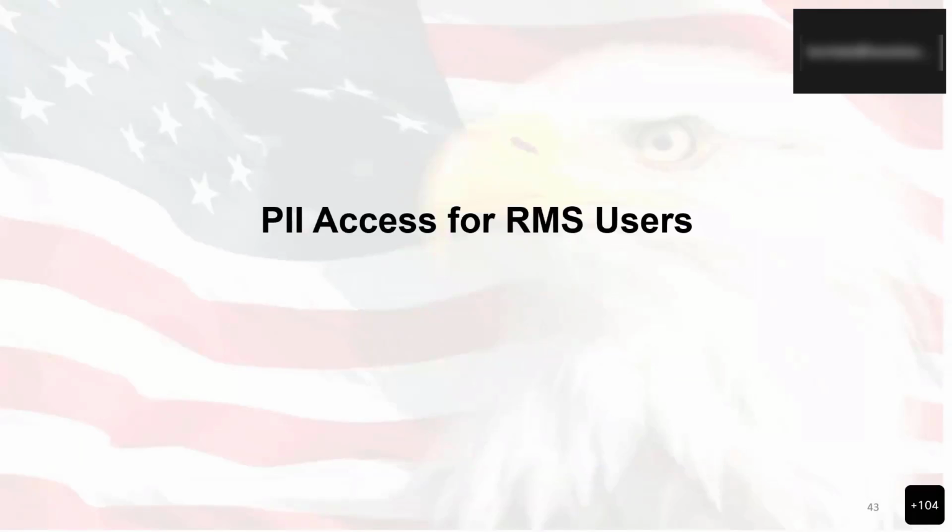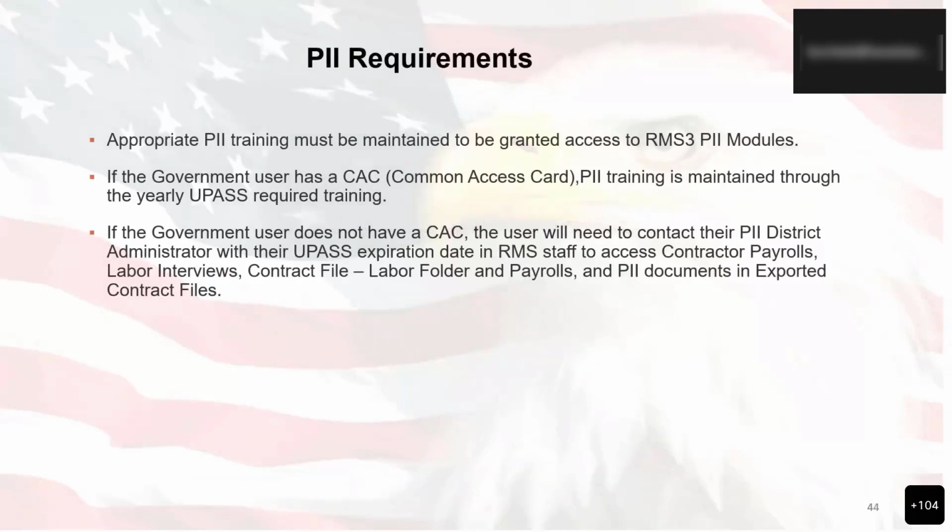All right, so the next section that we're coming to is the PII access for RMS users. RMS users need to have appropriate PII training, and it must be maintained to be granted access to RMS 3 PII modules. If the government user has a CAC, Common Access Card, PII training is maintained through the yearly UPass required training. So essentially, if you log into UPass, you'll see that your PII training is either current or not current, and then you'll get that expiration date. And some of you get the emails that let you know, hey, your PII is expiring.